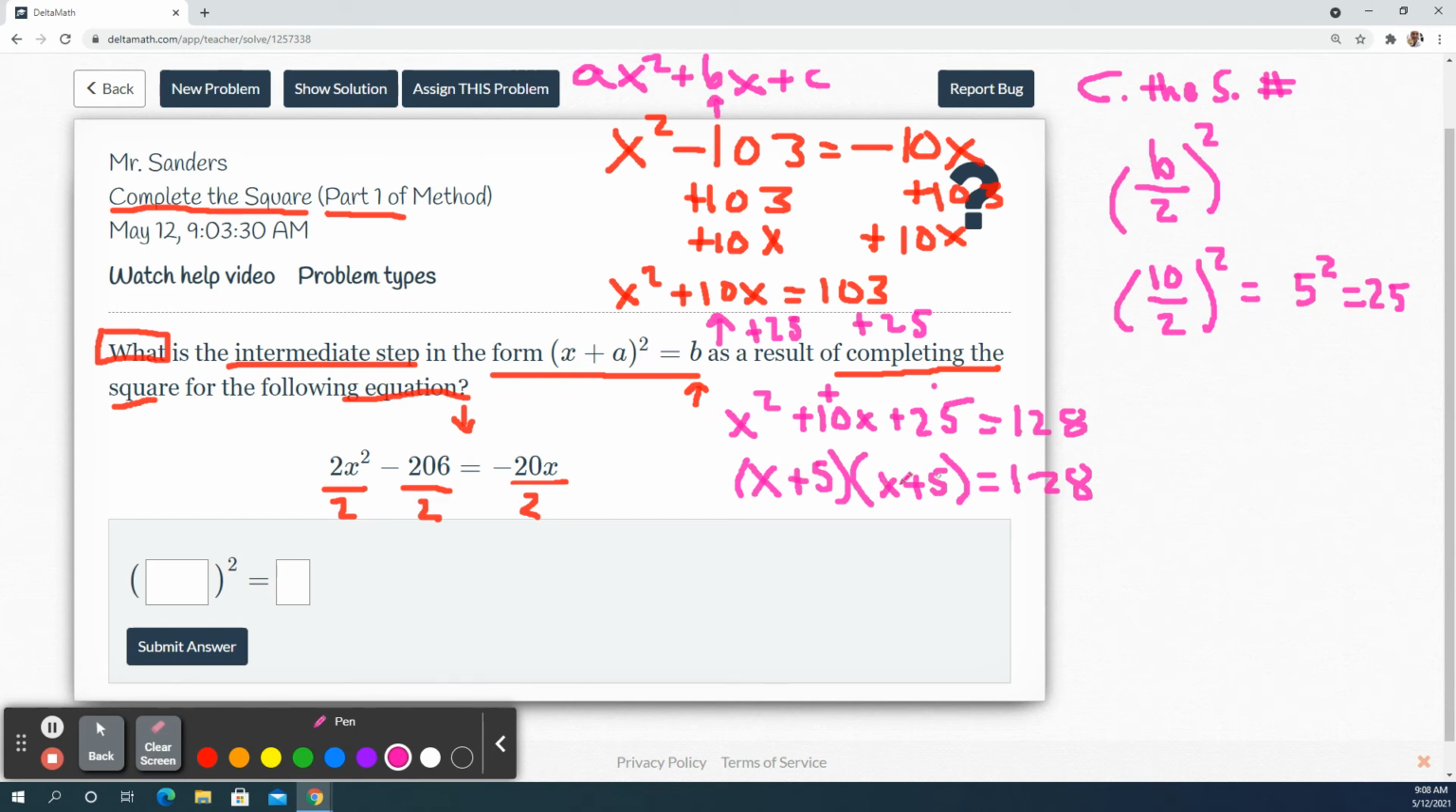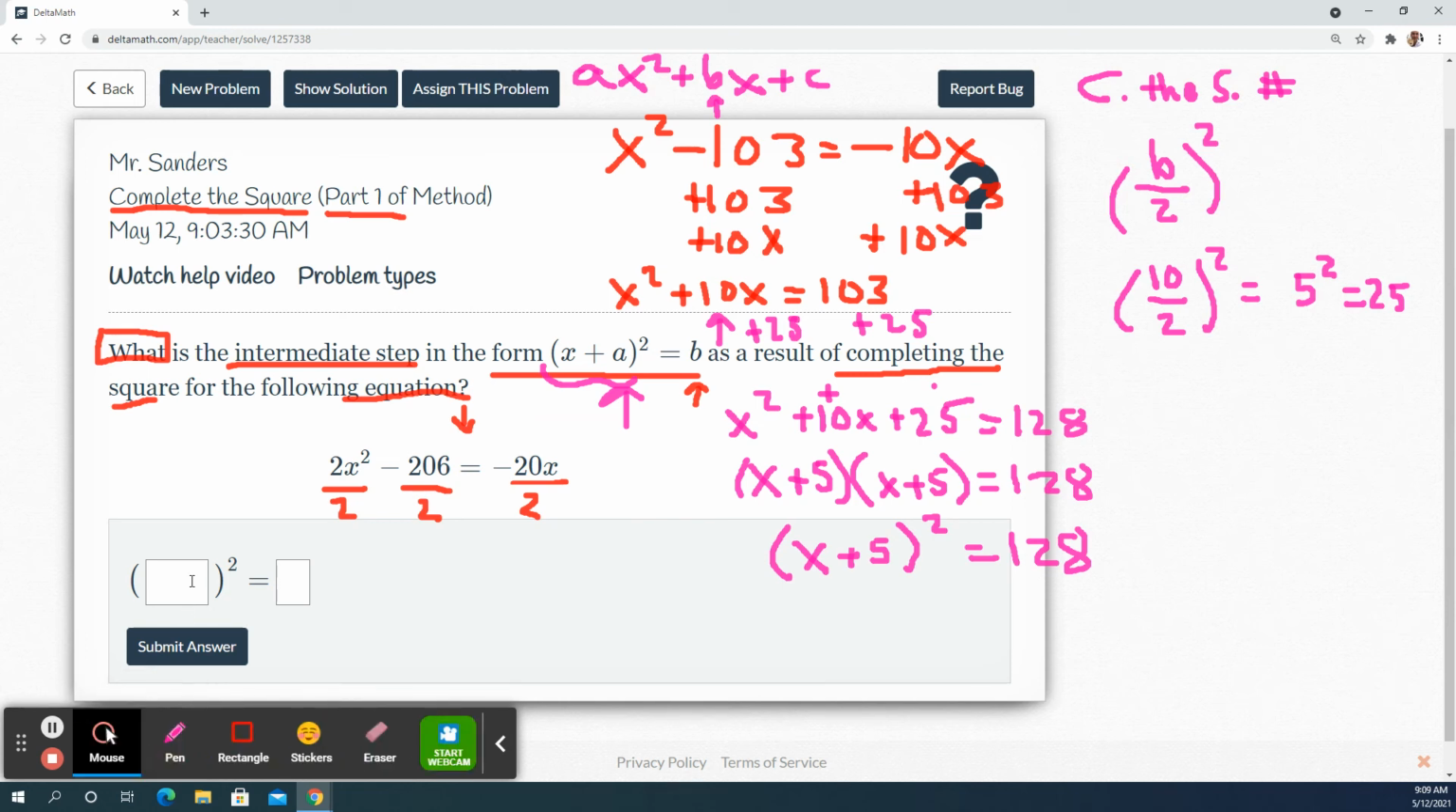The same 2 terms. Notice the same 2 terms. So I can rewrite this as x plus 5 quantity squared equals 128. And that's our goal here, taking what they gave us and getting to this step, which is what they're looking for. So we got x plus or minus some number, quantity squared, equals some other number or constant, 128. So that's everything. Let's type in our answer. That's x plus 5 over there and 128.